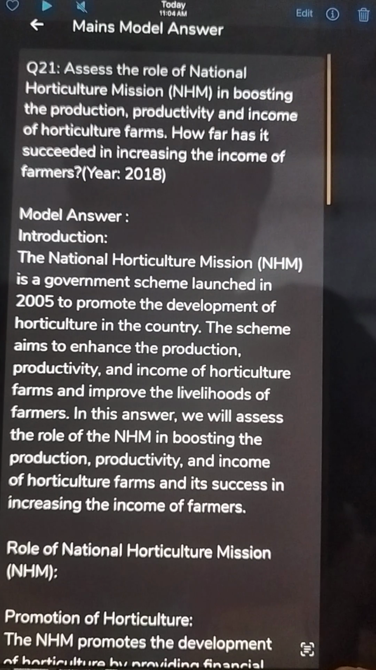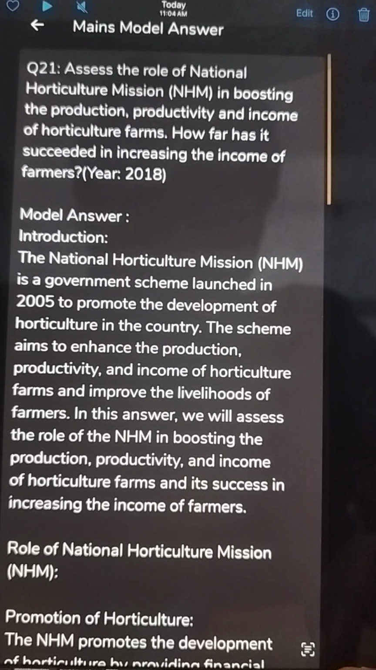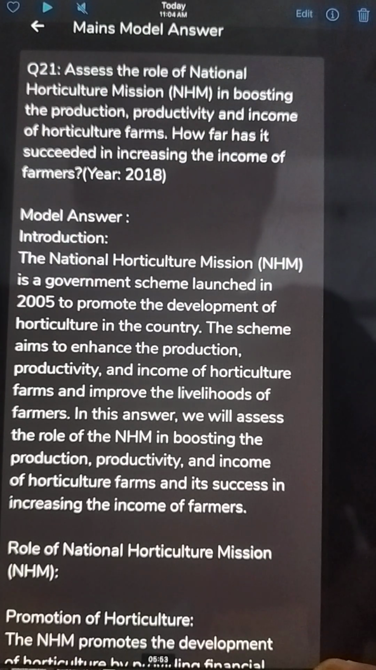The National Horticulture Mission is a government scheme launched in 2005 to promote the development of horticulture in the country. The scheme aims to enhance the production, productivity, and income of horticulture farms and improve the livelihood of the farmers. In this answer, we will assess the role of NHM in boosting the production, productivity, and income of horticulture farms and its success in increasing the income of farmers. Then, role of the National Horticulture Mission.